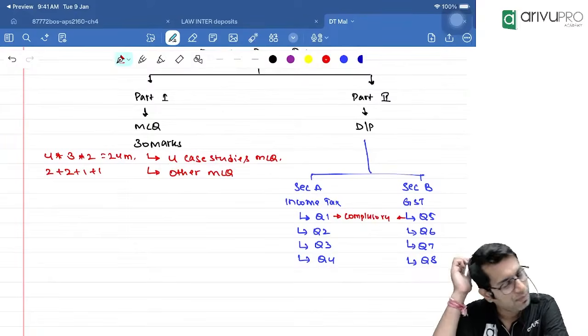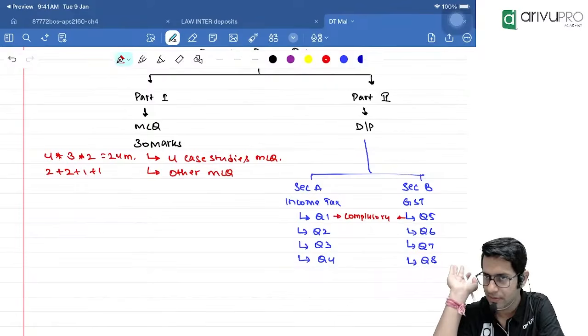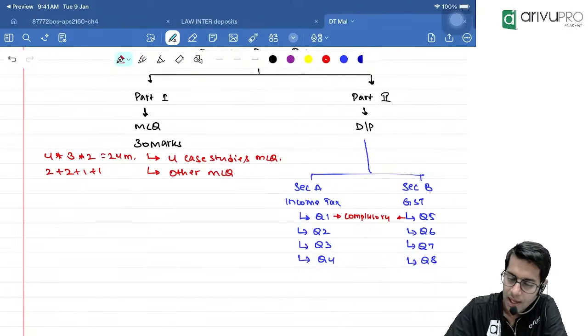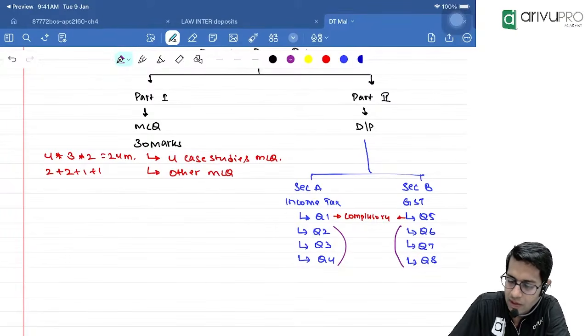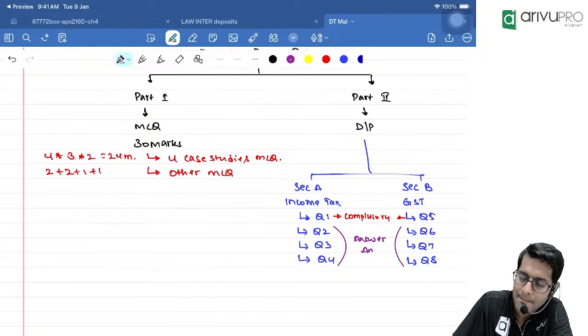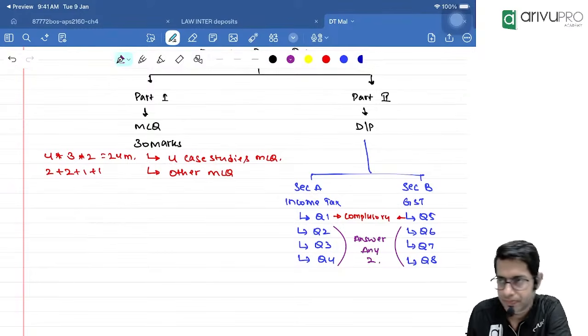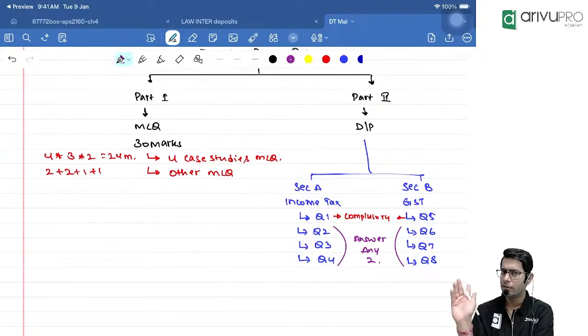What do you mean by compulsory question? This is the question which you have to definitely attend. And out of the other questions which you have, you can answer any 2. So first question is compulsory, you should answer, and out of the other questions you have to answer any 2. So one question will be for option.